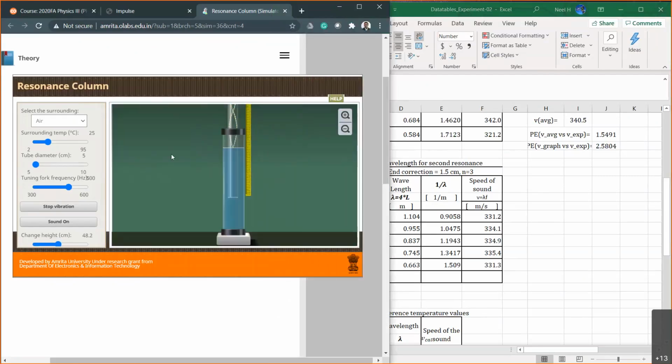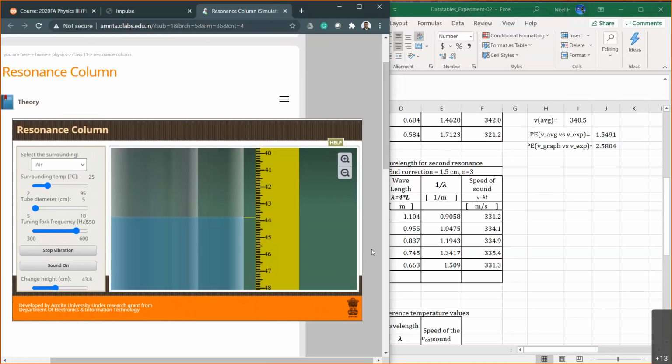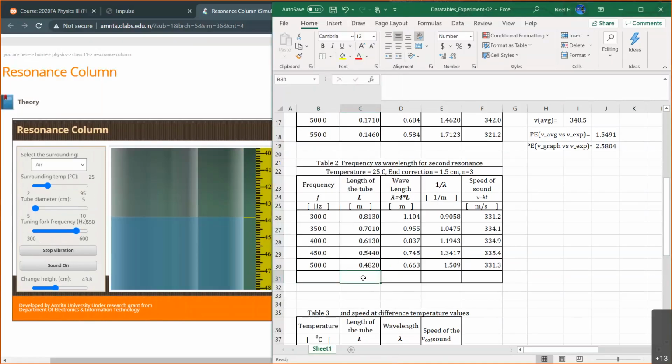And last one, 550. Bring this back. 550. Sound on. Bring this up. First one, continuously go up. The second one. Sound off. Measure it. 43.8, 438. Now we're doing 550.